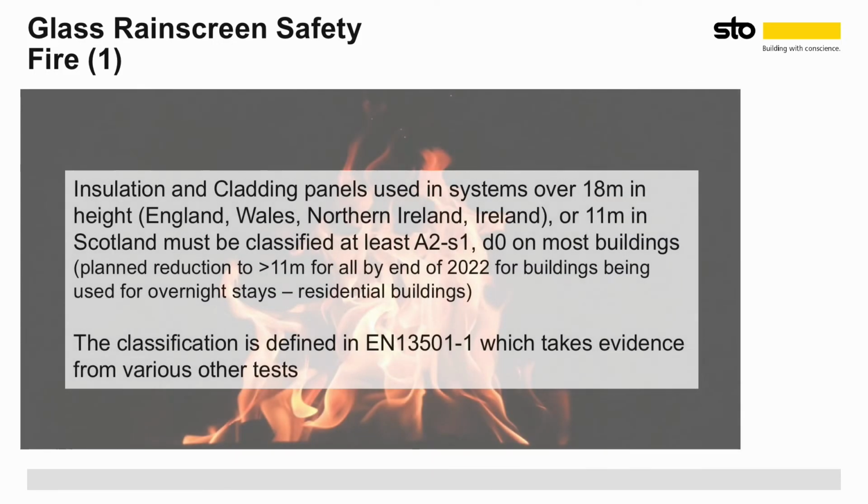With recent changes in building regulations, it's important to verify the chosen system is suitable for use in the intended application. If we examine fire as one such regulation, the following is important. Insulation and cladding panels over 18 meters in height must be of limited combustibility. This is in accordance with the ban on combustible cladding, which came into effect on the 21st of December 2018 for buildings in England and Wales.